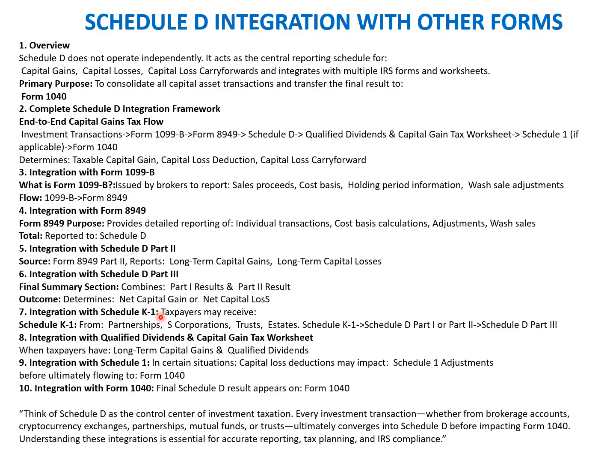Integration with Schedule 1 for all the pass-through transactions, because all pass-through transactions are reported via Form K-1. Integration with the Qualified Dividends and Capital Gain Tax Worksheet when taxpayers have long-term capital gains and qualified dividends. Integration with Schedule 1: in certain situations, capital loss reduction may impact the Schedule 1 adjustment before finally flowing into Form 1040. And then all the information from Schedule D is reported into Form 1040, which is the final return form.